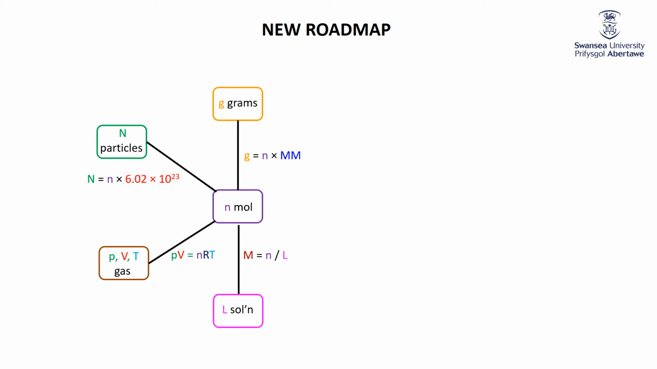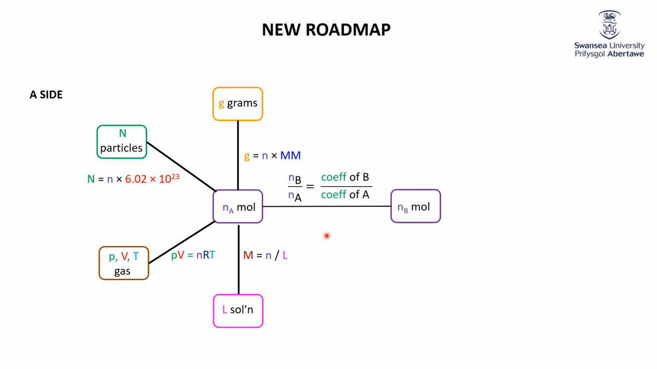Now, of course, this term, in just that first video, we can expand the roadmap, because now we can say, well, if we've got a chemical reaction and we know the number of moles of a substance A, we can relate that to the number of moles of a different substance B, just using the coefficients in the balanced chemical equation. And so now in our roadmap, we've got moles of one substance on the A side and moles of another substance on the B side.